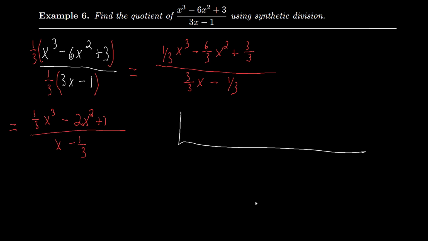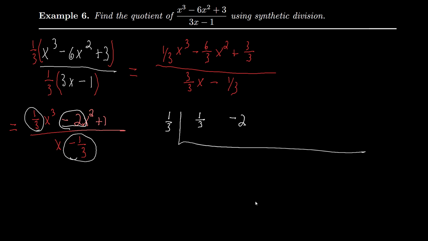Here's a couple things you need to watch out for. First off, the number that goes outside is positive 1/3. Yes, you can have fractions out here. Now, we need to list the coefficient of every term. The coefficient of the x cubed term is 1/3, so we'll write 1/3 right here. The coefficient of the x squared term, the next one in line, is minus 2, so we write minus 2 right here.